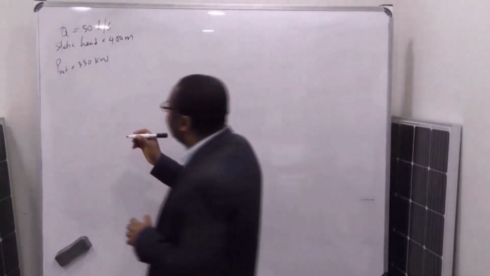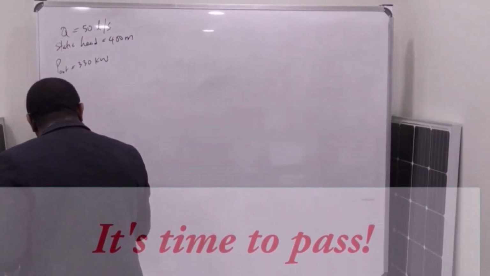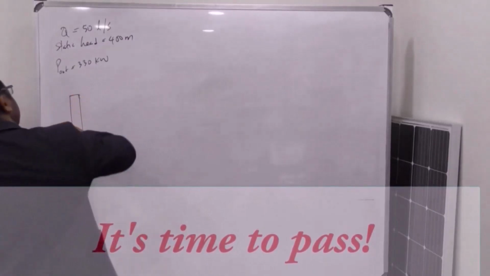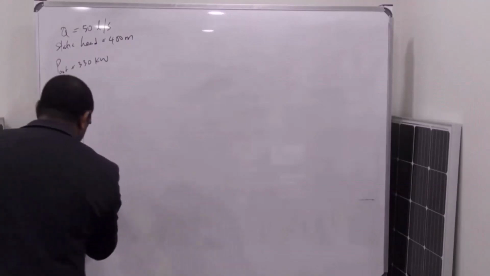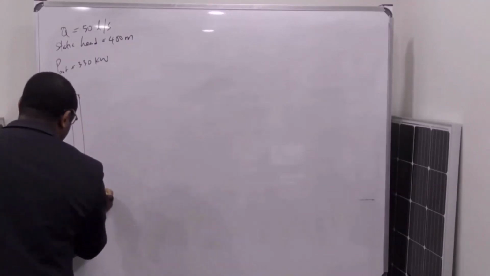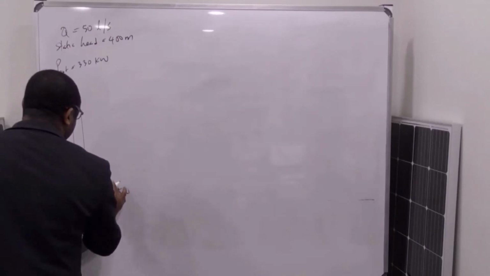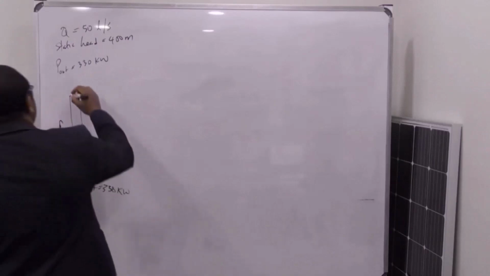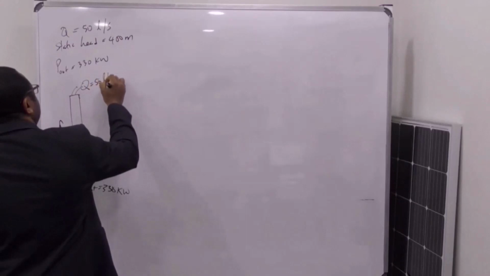Okay, so let's say we just have something that looks like this. Our pump is here, and our static head is 400 meters, and the power into the pump is 330 kilowatts. All right, and Q is 50 liters per second.